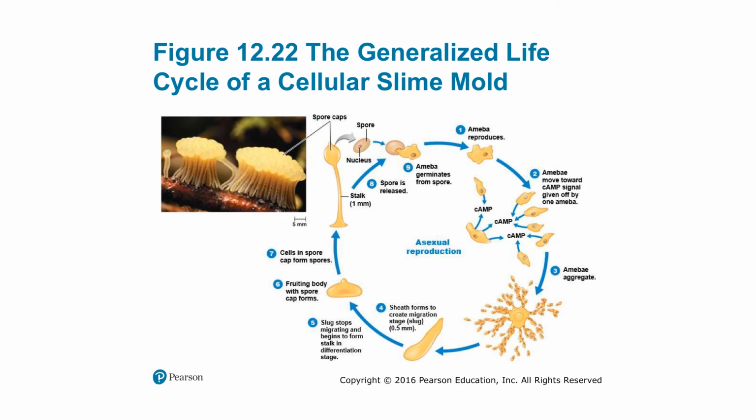And so here we can take a look at the life cycle of a slime mold. And so we start up here at the top, so we're going to start right there, and the amoeba reproduces. Okay, the amoebae, they move towards the cyclic AMP signal given off by one amoeba, and they start to aggregate. And so then a sheath forms to create the migration stage, which is what we call a slug. And the slug stops migrating and begins to form a stalk differentiation stage. The fruiting body with spore cap forms, and the cells in the spore cap start forming, so that's this very large thing. And then the spore is released, and the amoeba then germinates from the spore. And so this is the life cycle of a slime mold.